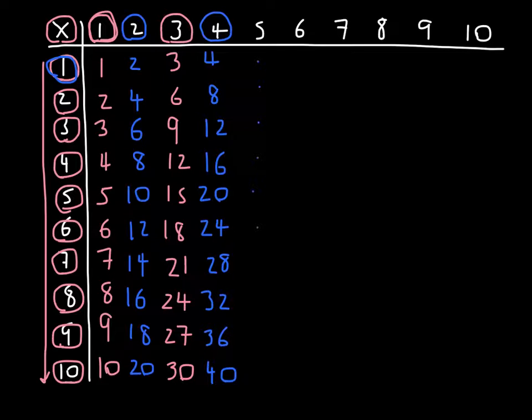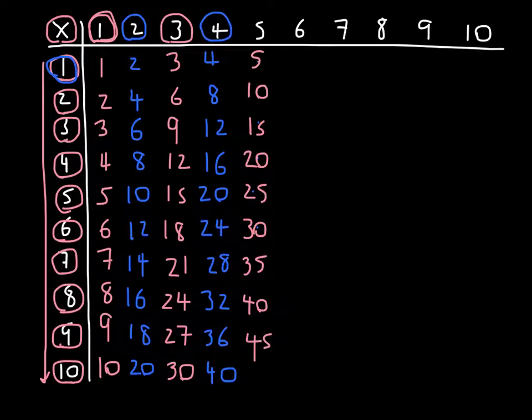With the actual 5 times tables. 1 times 5 is 5. 2 times 5 is 10. 3 times 5 is 15. 4 times 5 is 20. 5 times 5 is 25. 6 times 5 is 30. 7 times 5 is 35. 8 times 5 is 40. 9 times 5 is 45. And 10 times 5 is 50.